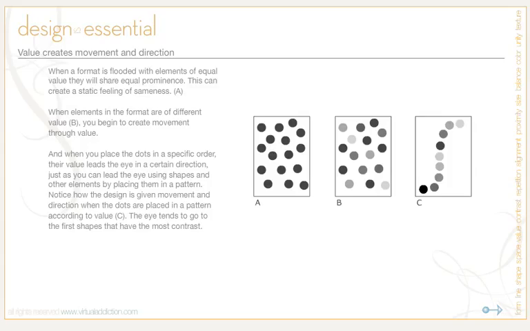When a format is flooded with elements of equal value, they will share equal prominence. This can create a static feeling of sameness, which is being shown here. When elements in the format are of a different value, then you begin to create movement through value. And when you place dots in a specific order, their value is going to lead the eye in a certain direction, just as you can lead the eye using shapes and other elements by placing them in a pattern. Notice how the design is given movement and direction when the dots are placed in a pattern according to value. The eye tends to go to the first shapes that have the most contrast. So you're going to want to start down here and then come up. And you'll end here too because it repeats.